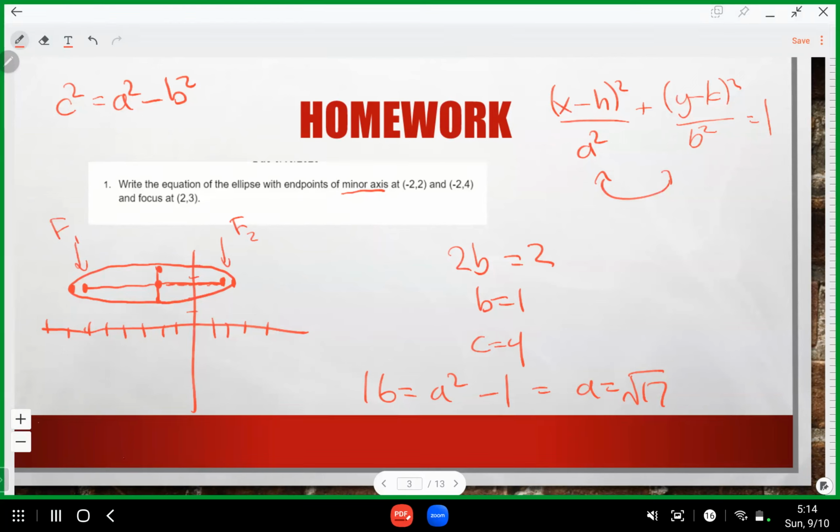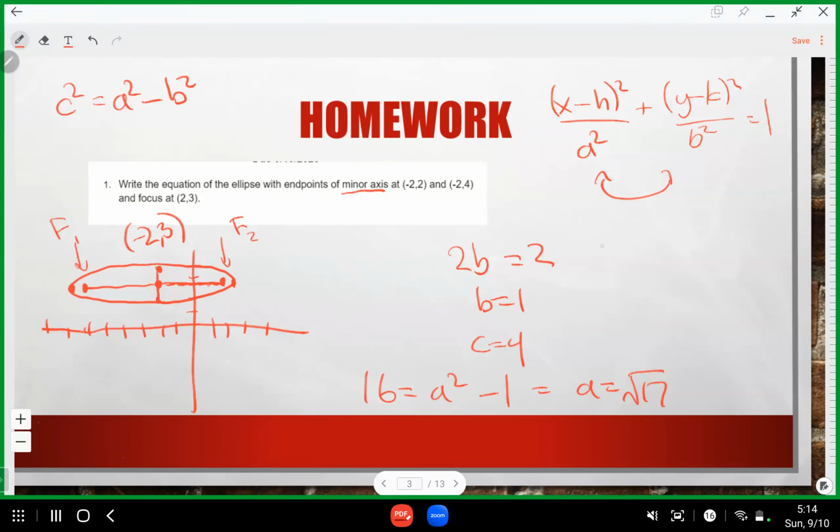Now that we found a and b, we can find the center. Obviously, the center is quite easy to find because it's just in between, in the middle of the axis. So it's -2 and 3 here. So that's the center. With all that information, Kaylee, what is the equation of this ellipse?